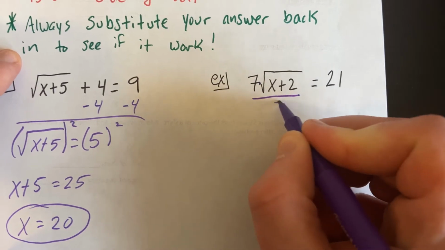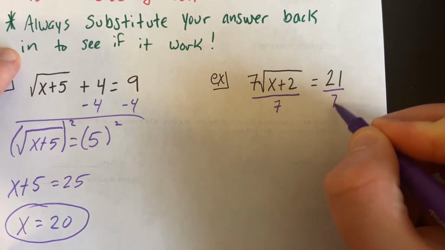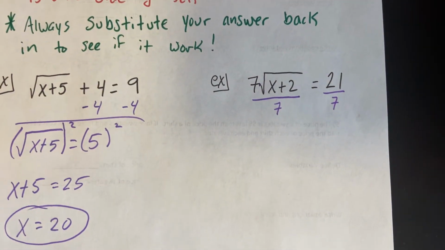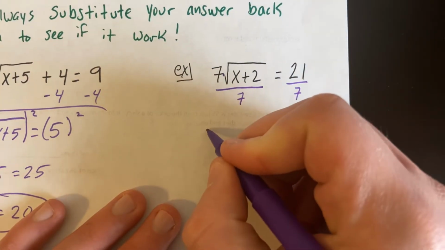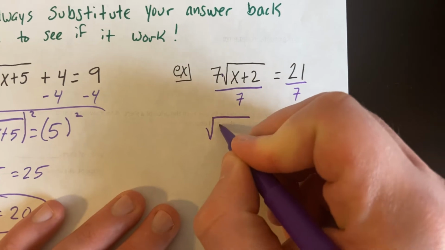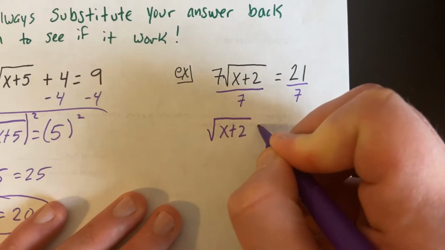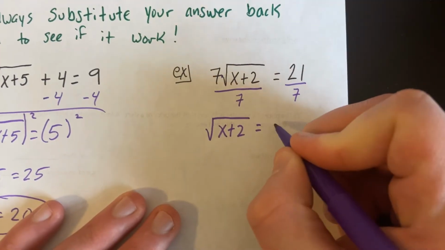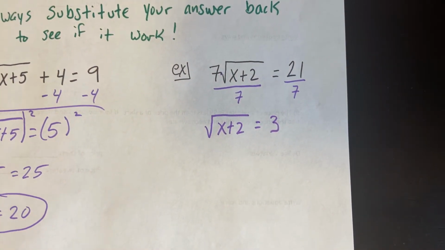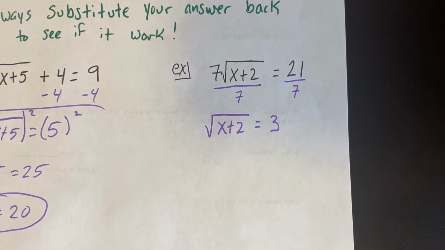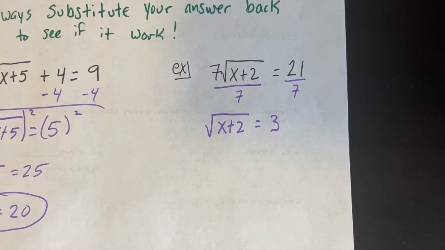The opposite operation of multiplication is division. So what I'm going to do is divide that 7 away. That 7 over 7 is going to go to a 1. So now I've got one of those radical x plus 2's. And on the right, I have 21 over 7, which is 3. Okay, so now that I've got the square root on the side by itself, now I'm able to square both sides and get rid of that radical.